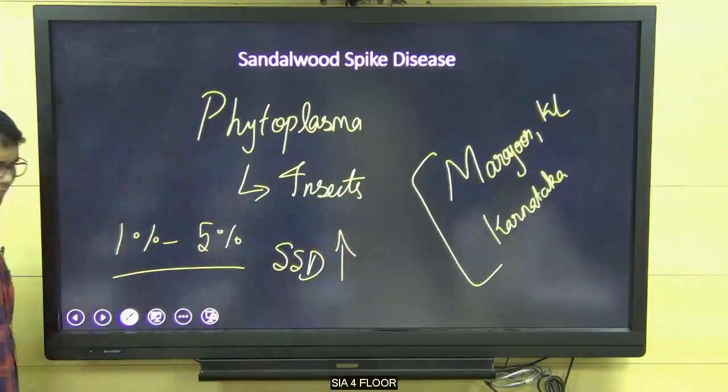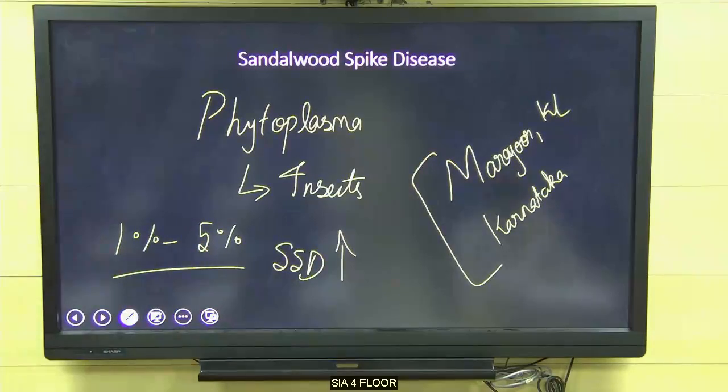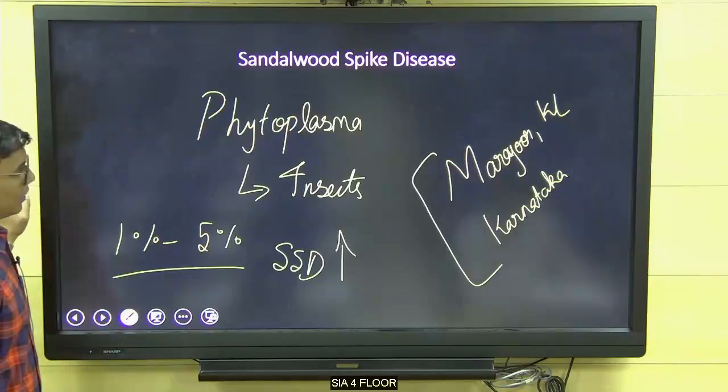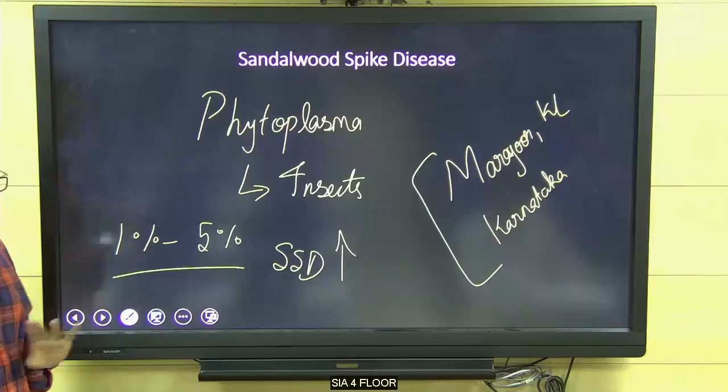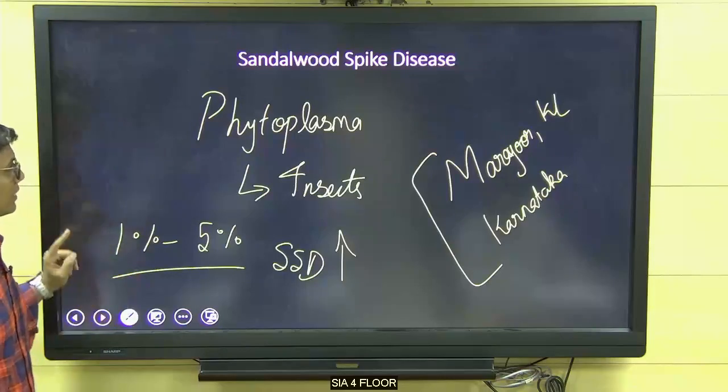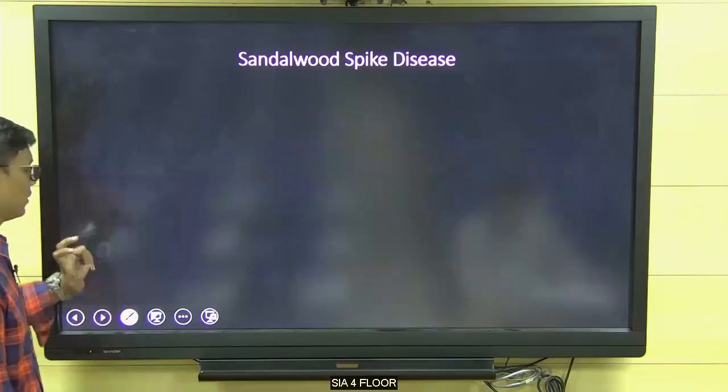The spike disease is spiking, in fact, which is an area of concern because recently scientists have said if this continues for a longer time, in a few more years, the entire wild population of the sandalwood may be wiped away. We are not talking about the plantation. The wild population of sandalwood tree may be wiped away because of the sandalwood spike disease. This is an area of concern.